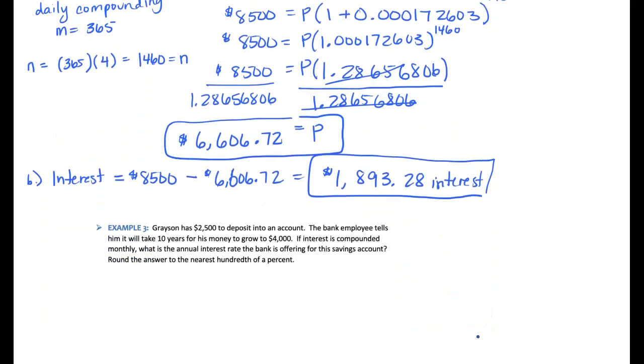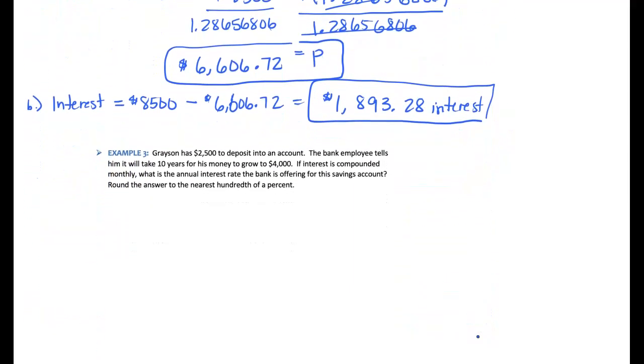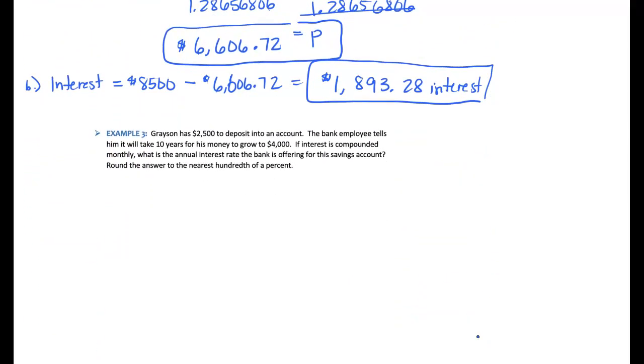Example 3. Grayson has $2,500 to deposit into an account. The bank employee tells him it will take 10 years for his money to grow to $4,000. If the interest is compounded monthly, what's the annual interest rate the bank is offering for this account? At the end, we'll round to the nearest hundredth of a percent.